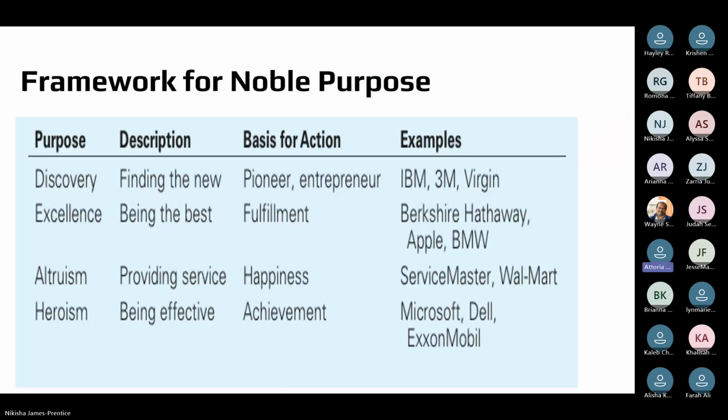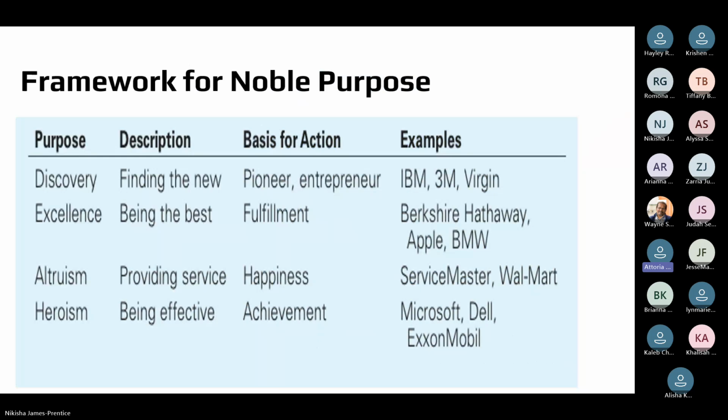Framework for Noble Purpose. Exhibit 13.6 describes the four basic approaches leaders take in framing an organization purpose that helps people feel that their work is worthwhile. Leaders in any type of organization can tap into people's desires to contribute and make a difference. In addition to profit, there are four primary reasons why businesses exist, according to the Framework for Noble Purpose.